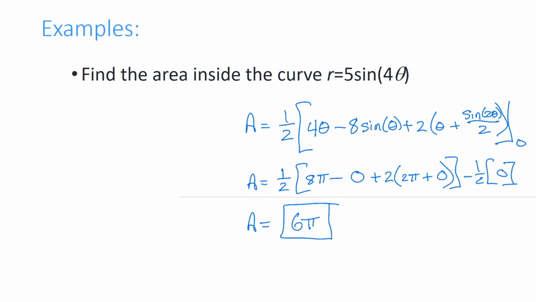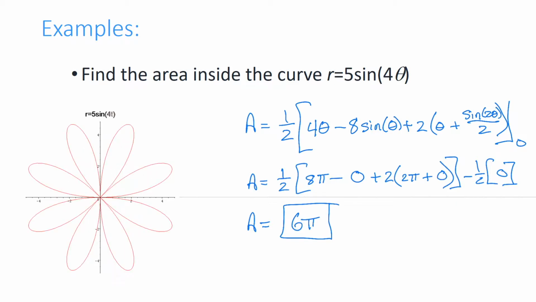We want to find the area inside this curve. Now this curve is different from the one we just looked at because you've got all these loops. So there are two options to do this. One is that we could do a single loop and then just multiply by 8. Or we could do the whole thing, the whole circle.